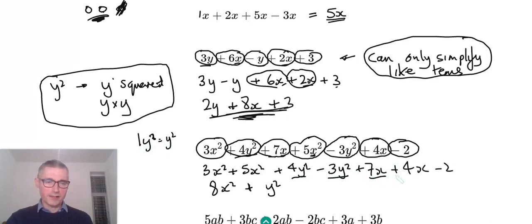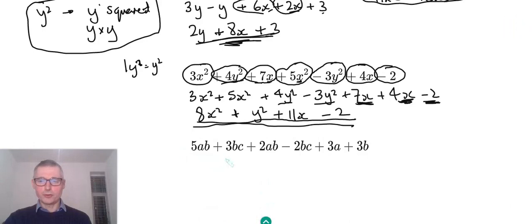Now we're going to look at the x's. Remembering the x's aren't the same as x squared, so they're not like terms with the x squareds. So the x's are like terms with only other x's. So 7x plus 4x would give us 11x. And then we just take the minus 2 there and write that on the end. There's nothing to add that to or take it away from, no other like terms to the minus 2. So all we can do is write minus 2. And there we go.